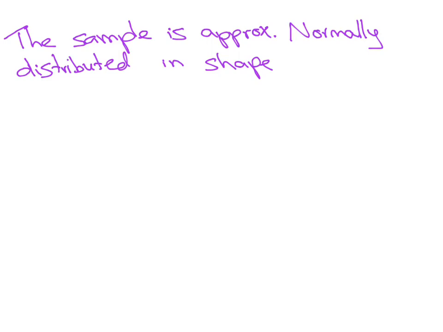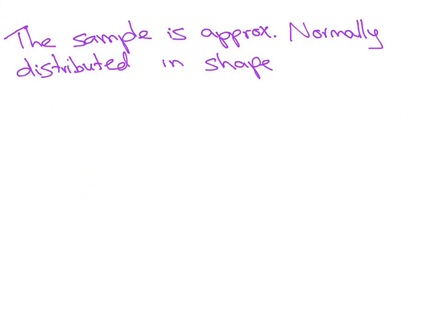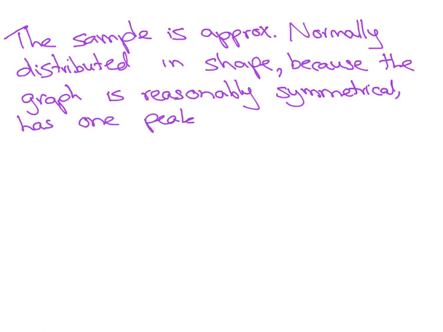So how do we know? What is it about the shape that tells us that? Well, it looks like it's quite symmetrical. There's one peak in the middle and the tails are of similar size. So that's what I want to say, because the graph is reasonably symmetrical, has one peak and the tails are similar in size.